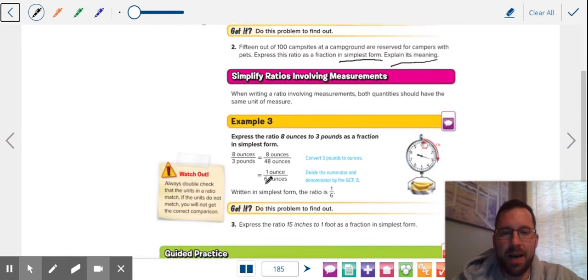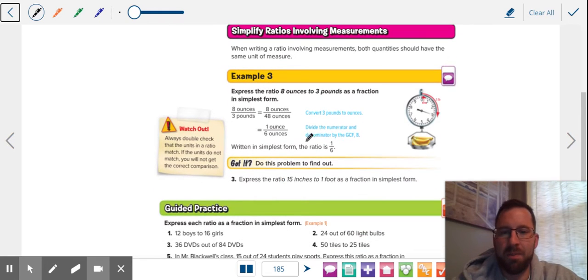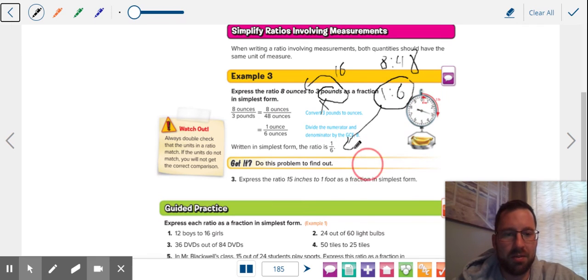Now, how do we relate these with measurements? If you're given a measurement, ounces and pounds, these cannot be ratios until they're the same unit. 100% of the time, you're always going to want to take the bigger measurement and make it the smaller measurement. So in this case, 1 pound is 16 ounces. So I'm going to convert this and take it times 16. So really this ratio says 8 to 48. They're both reducible by 8. So it's 1 to 6 is the ratio, and they wrote it as a fraction.